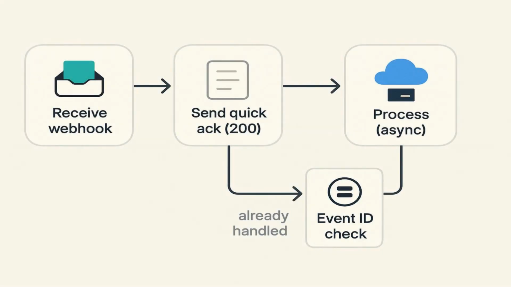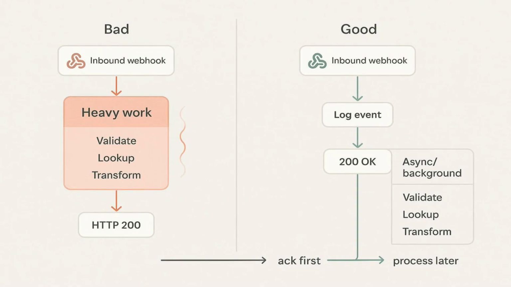The safest pattern is receive the webhook, log it, send a fast acknowledgement, and then process the data asynchronously. Add an event ID check to avoid handling the same event twice. The first common mistake is processing heavy work before responding. The fix is to return a fast 200 response immediately, then continue processing asynchronously.